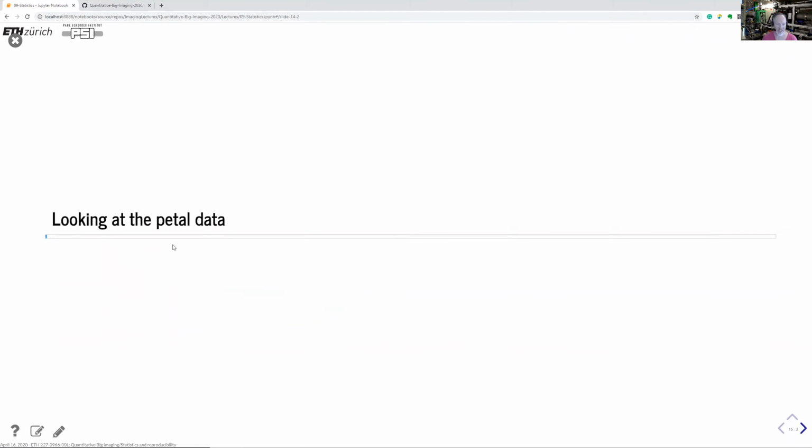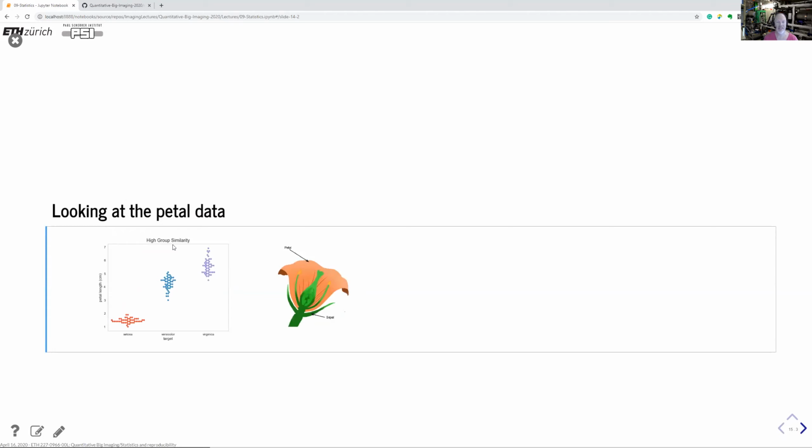Looking at the petals instead, we can see that there is a high group similarity. So within the group, they are very clustered, and between the different species, there is a good separation. The petals, by the way, are the beautiful leaves of the flower. So that gives us two extremes in the data.